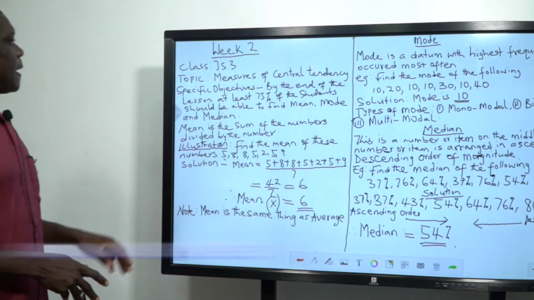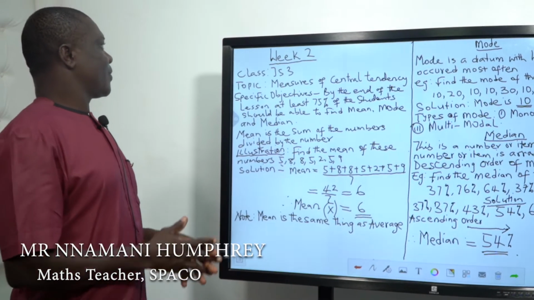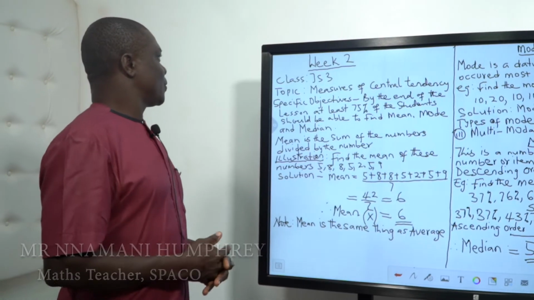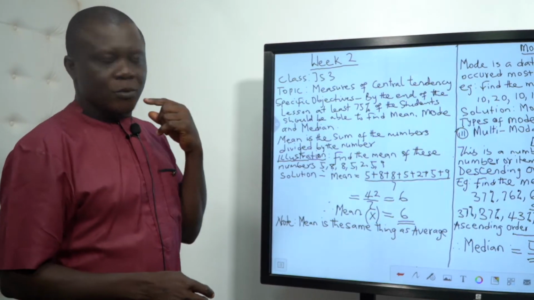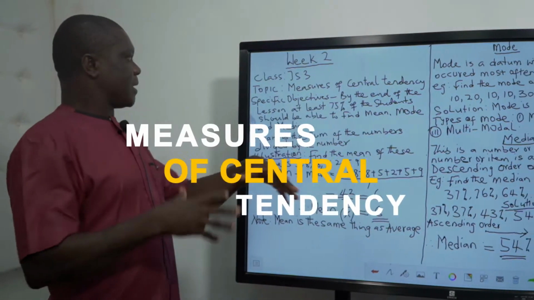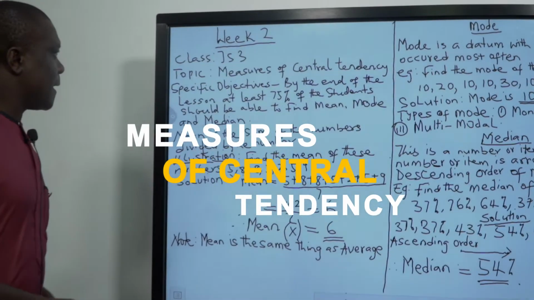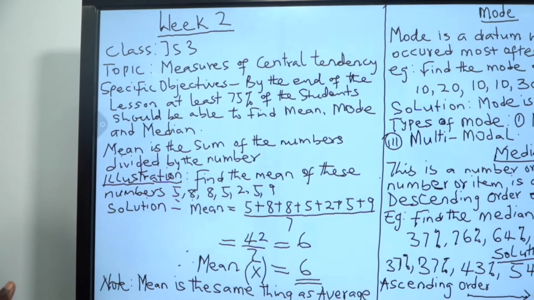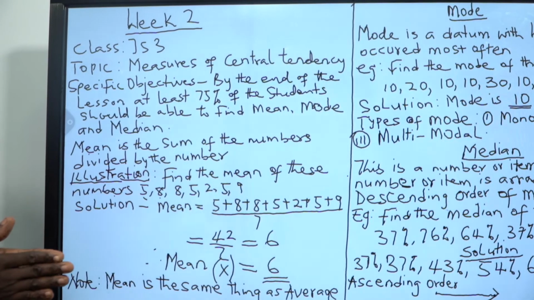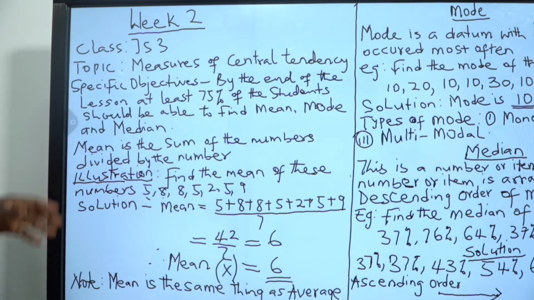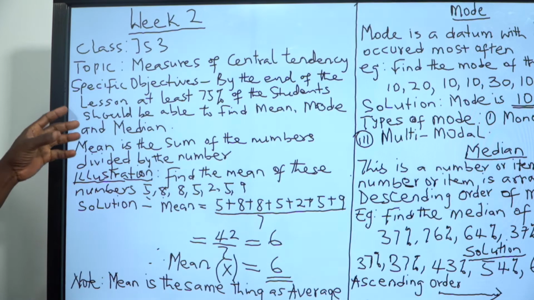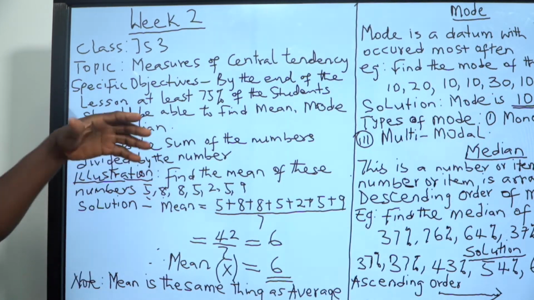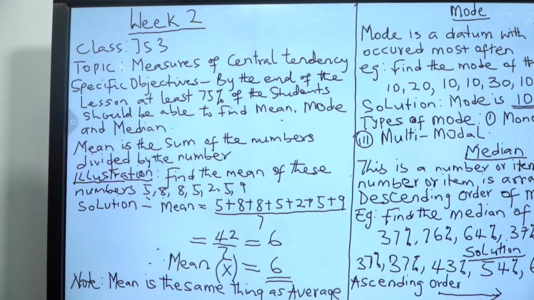So, students, today we are going to enter week 2, and the topic we are going to look at today is measures of central tendency. The measures of central tendency are three: mean, mode, and median. At the end of the lesson, my expectation is that you know how to find the mean, mode, and median, which are the tools of central tendency.